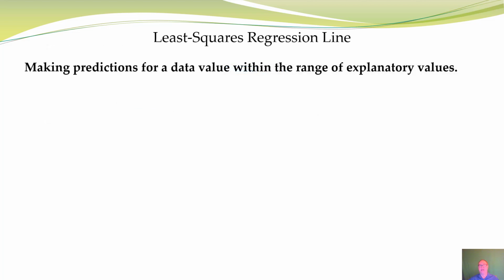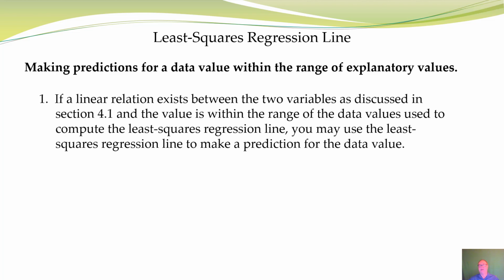Least squares regression line. Making predictions for a data value within the range of explanatory values. If a linear relation exists between the two variables as discussed in section 4.1, and the value is within the range of the data values used to compute the least squares regression line, you may use the least squares regression line to make a prediction for the data value. But you have to have a linear relation first.